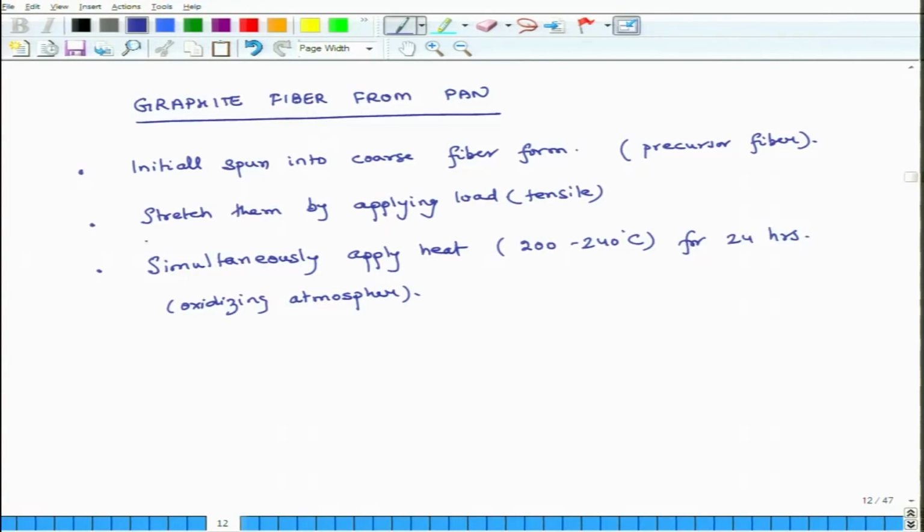So, this process, this is 1, this is 2, this is 3, 2 and 3 they go together. This process is known as the stabilization process. The overall structure starts getting stable, the fibers start getting stabilized.